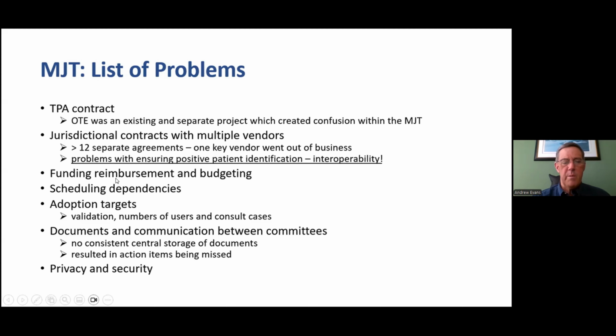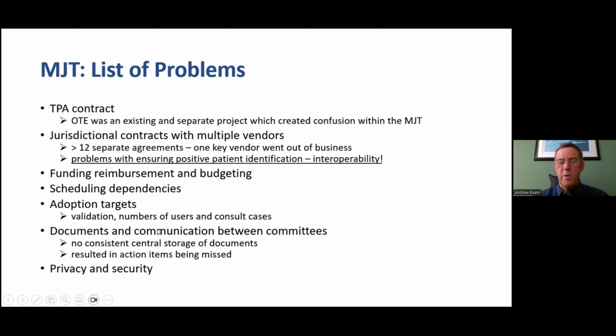Funding, reimbursement, and budgeting, as I described before, was highly dependent on these scheduling dependencies that I described in the previous slides. Adoption targets, staying on course for those with validation numbers of trained users, and then actually exchanging consult cases. We started to fall off because of some of the challenges that I mentioned up above.